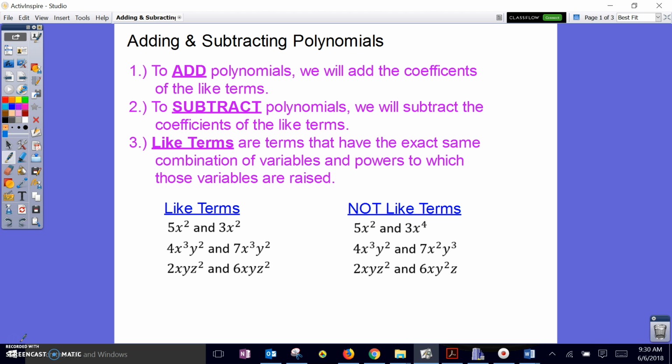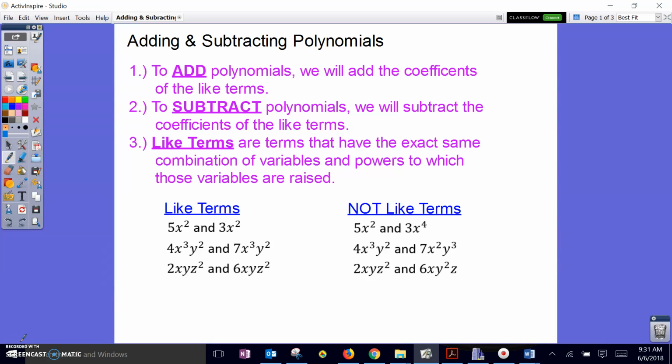If we're going to subtract polynomials, we'll do the same thing, except instead of adding the coefficients, we're going to subtract the coefficients. Now, it's very important if you're going to be successful adding and subtracting polynomials that you understand the concept of like terms, because we're combining them by adding and subtracting them. Like terms are terms that have the exact same combination of variables and powers to which those variables are raised. At the bottom of the screen, you see some examples of things that are like terms and things that are not like terms.